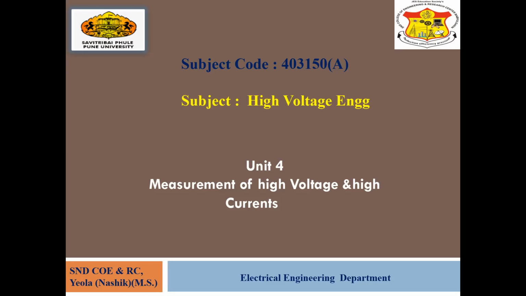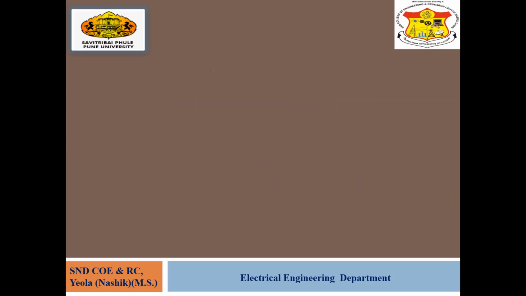So now, an important method we are studying today is the sphere gap meter. In the sphere gap, there are two spheres and the gap is placed between them. That is the sphere gap meter for measurement. Remember, measurement of peak AC, DC or impulse voltages can be easily done with the sphere gap meter.